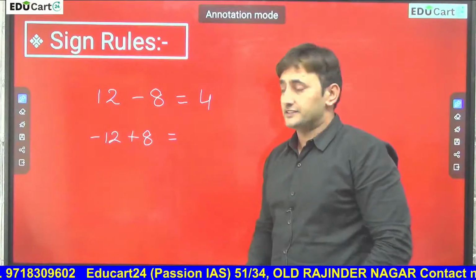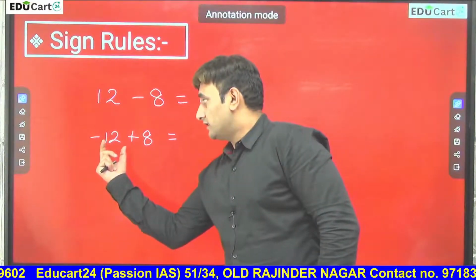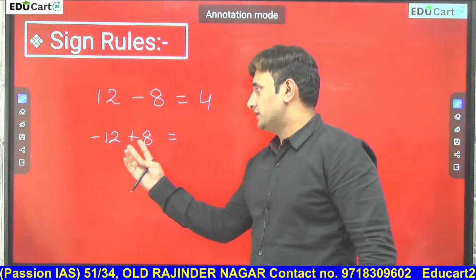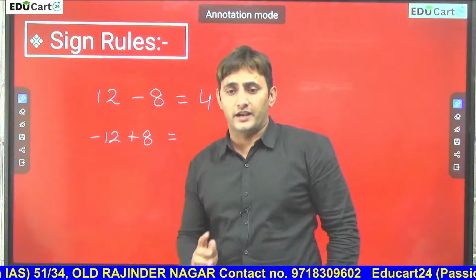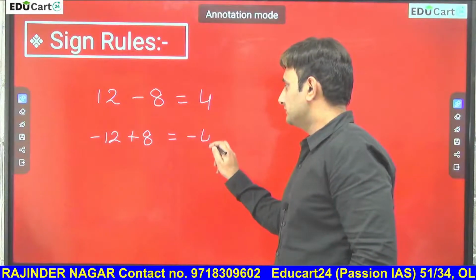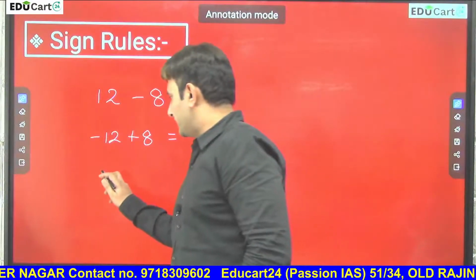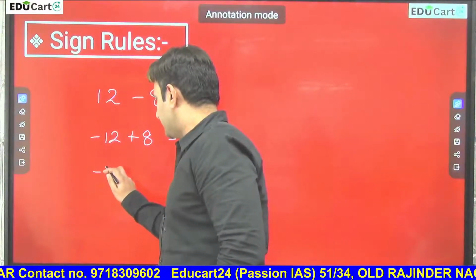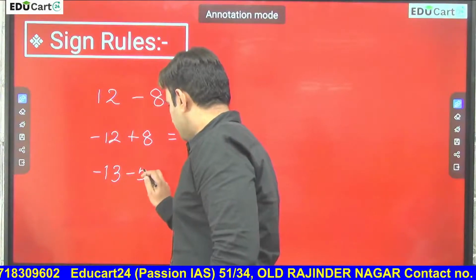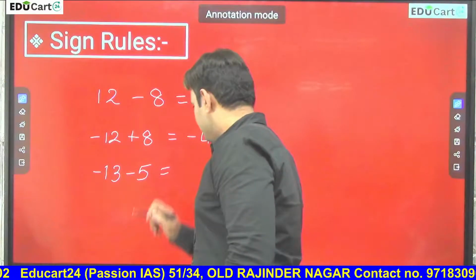Now what will happen if I say minus 12 plus 8? In this case, this 12 is having a negative sign. 12 is the bigger number, so the bigger number is having a negative sign, so the answer will be minus 4. Now you tell me, my dear, what will be the answer if I say minus 13 and minus 5? What will be the answer?